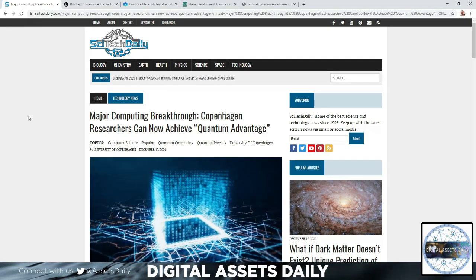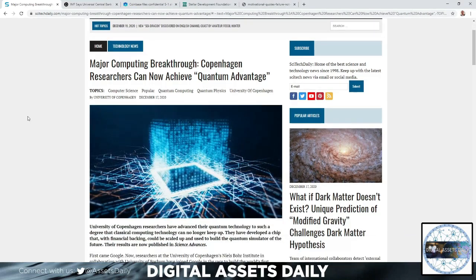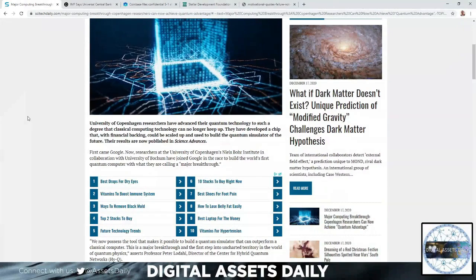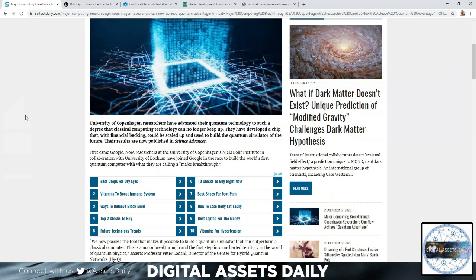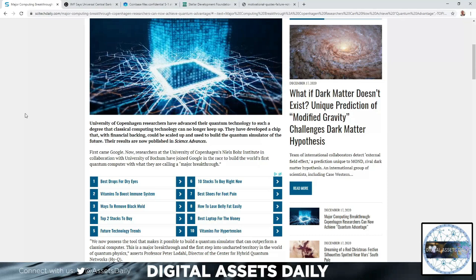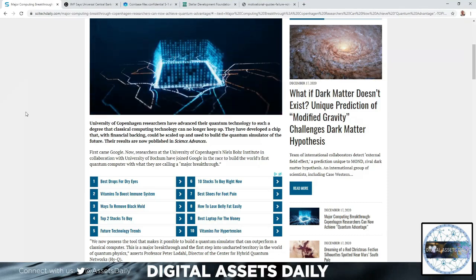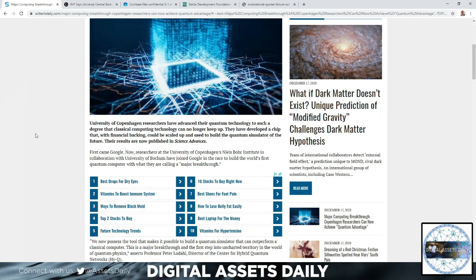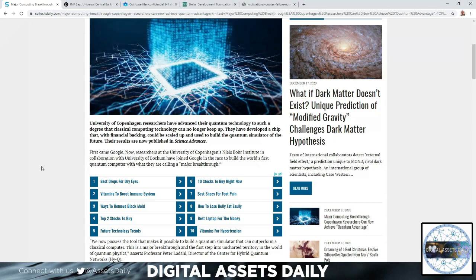Major computing breakthrough: Copenhagen researchers can now achieve the quantum advantage. Researchers at the University of Copenhagen have advanced their quantum technology to such a degree that classical computing technology can no longer keep up. They have developed a chip that, with financial backing, could be scaled up and used to build the quantum simulator of the future. Their results are now published in Science Advances.